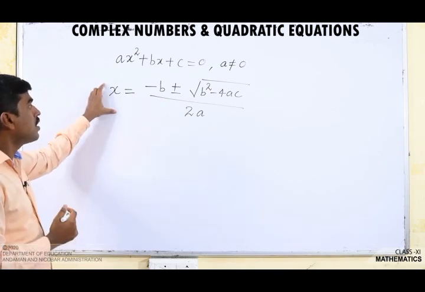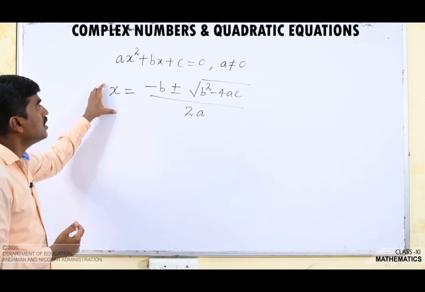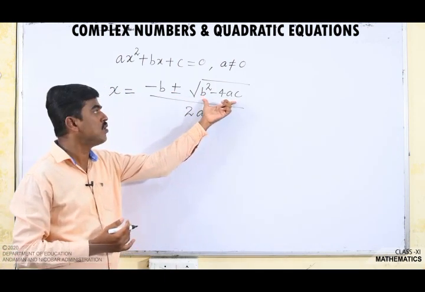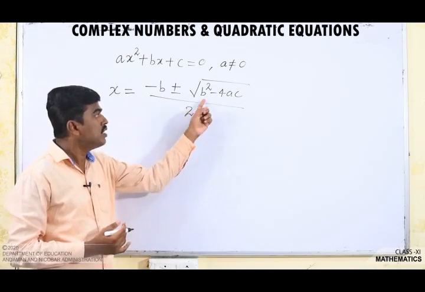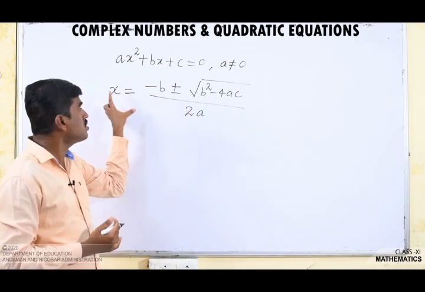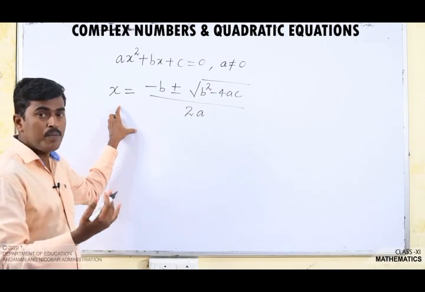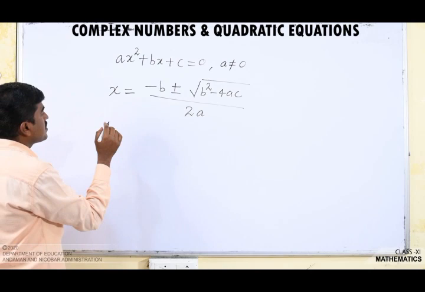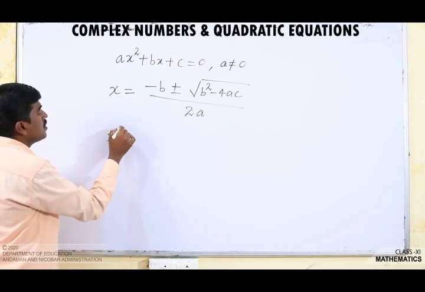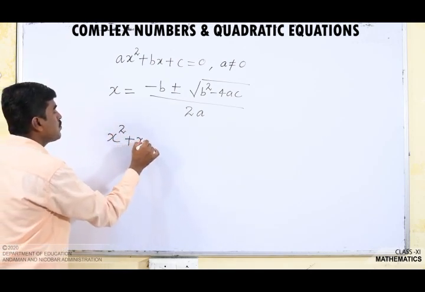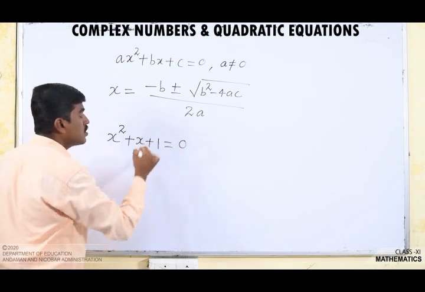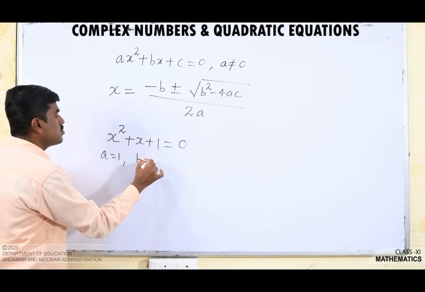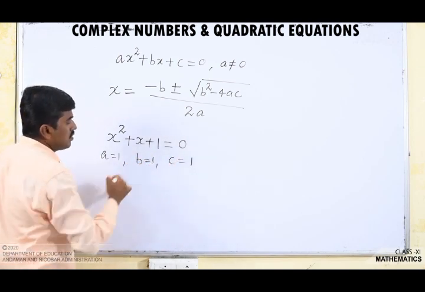You also know how to solve the quadratic equation, but here we will discuss what we have to do when b square minus 4ac is less than 0. In this case, the roots of this quadratic equation will be complex numbers, not real. Okay. So let us take one example. Suppose x square plus x plus 1 equal to 0 is the given quadratic equation. Here a is equal to 1, b is equal to 1, c is equal to 1.